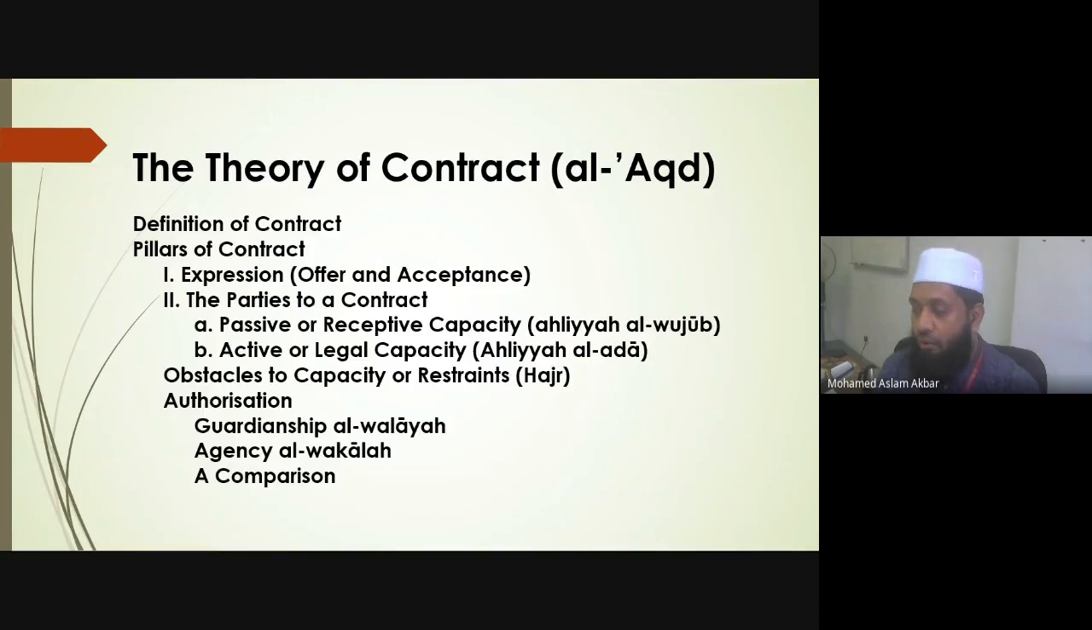These obstacles, even though you are a complete active capacity, you are an adult, still there are some obstacles that can stop you to do some sort of selling and buying. So what are they? We talked about around 8 to 9 obstacles. If a person is in these conditions, he or she should not conclude any contract. Like for example, if someone is not conscious, someone is sleeping, someone is intoxicated, or somebody made him or her intoxicated, somebody is in mortal illness. So there were so many obstacles. Those are the obstacles for those who are already complete active legal capacity, ahliya al-ada. Still, they cannot conclude contract. These are the reasons.